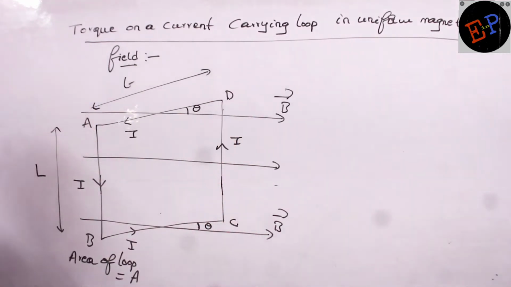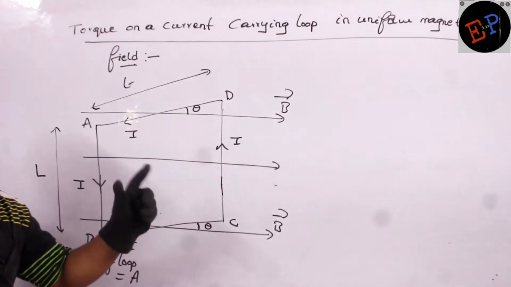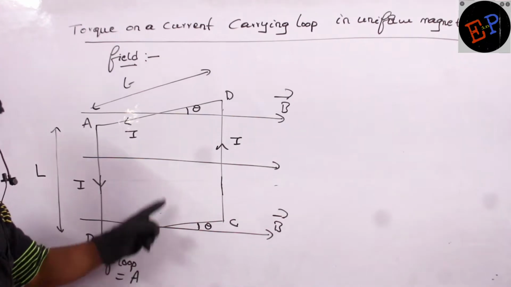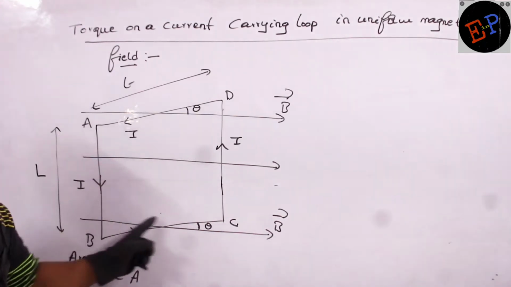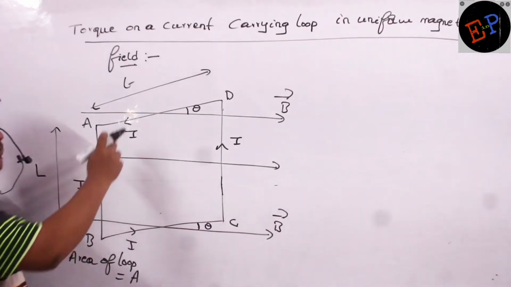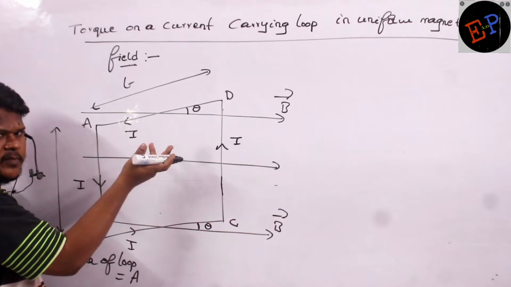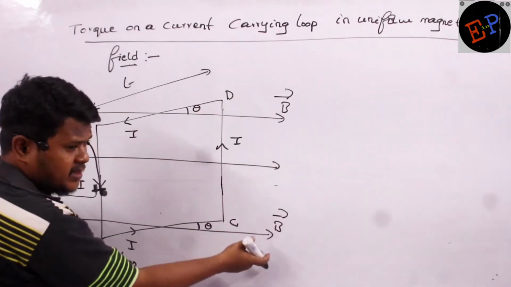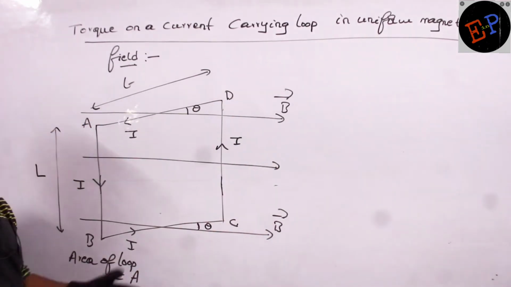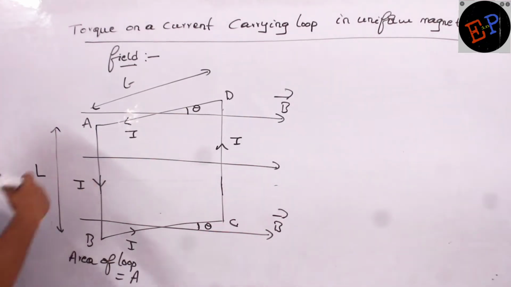Now I want to calculate what will be the net torque. Torque means what? Effect of rotation. Net torque produced on this loop because of the magnetic field and the current passing in the loop. Are you able to understand? We know that every current carrying conductor produces a magnetic field. There is already some external magnetic field. So both magnetic fields will interact with each other, and this coil will experience some force.